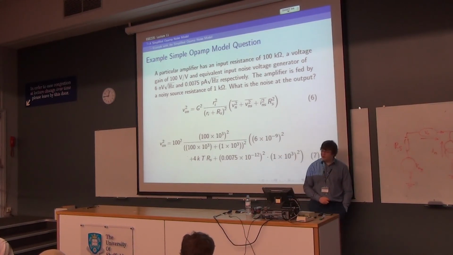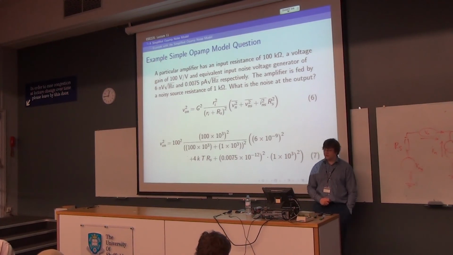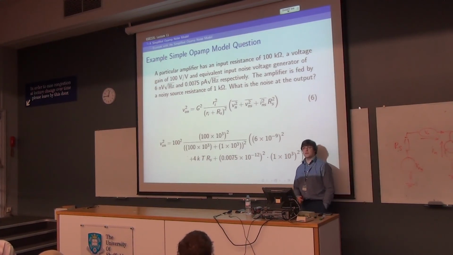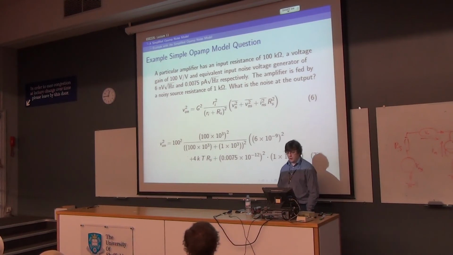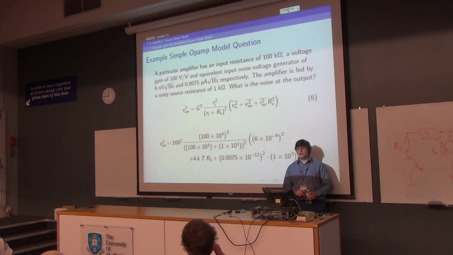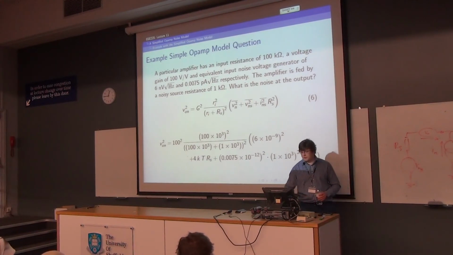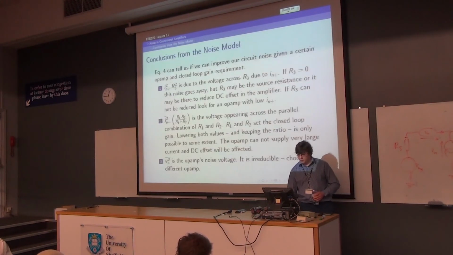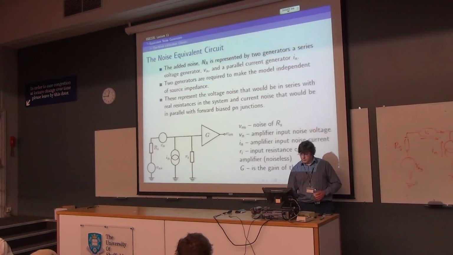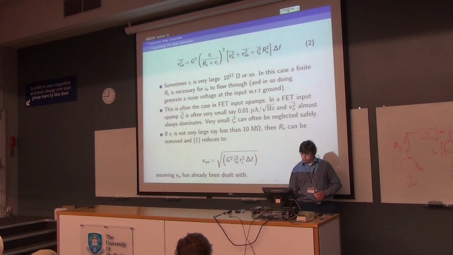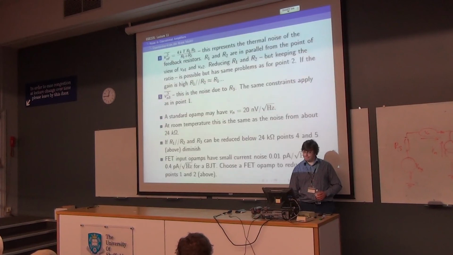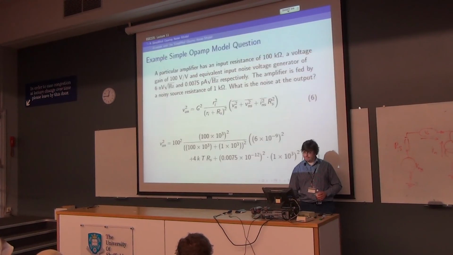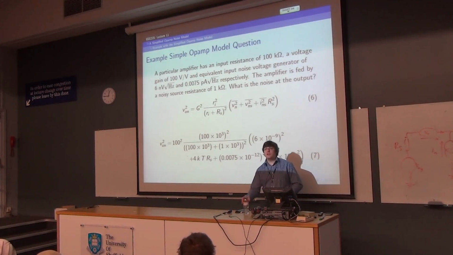The amplifier is fed by a noisy source resistance of a kiloohm. So that's a real resistor with noise. What is the noise at the output? So you can use the standard equation. Really only 2 equations, this whole lecture. And all you have to do is sub in the numbers.